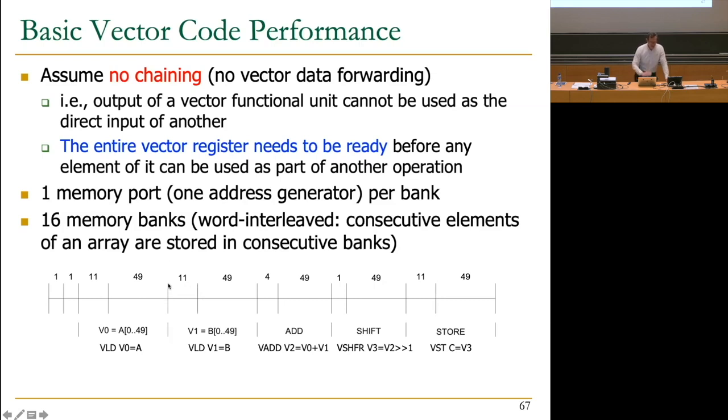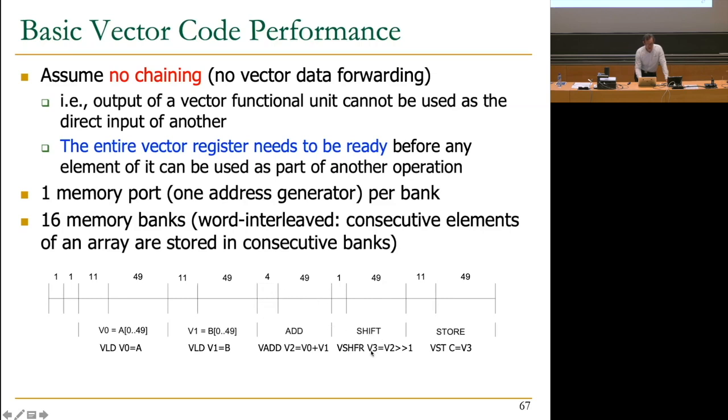I guess you could potentially schedule it a bit earlier, but I'm making it a little bit easier over here to analyze. Basically, the next element of the next vector load comes after 11 cycles, and the consecutive elements come after 49 cycles. Now, after this data is done, you can start the add operation, which adds vector 0 to vector 1. The first element finishes after 4 cycles. The consecutive elements come in 49 cycles.